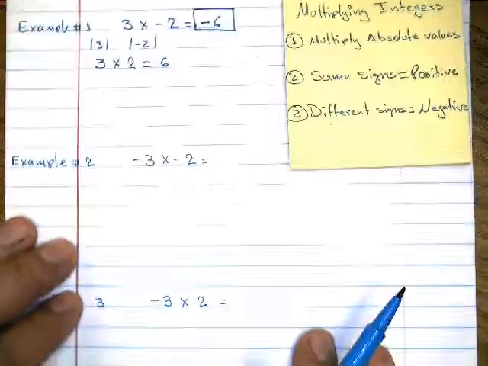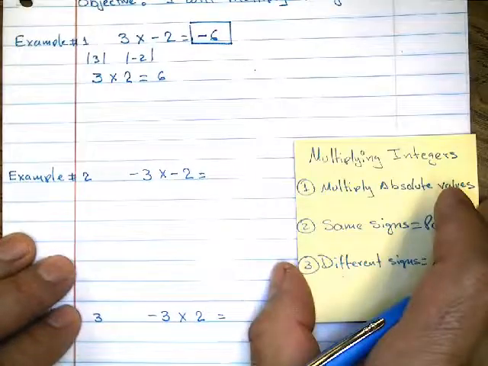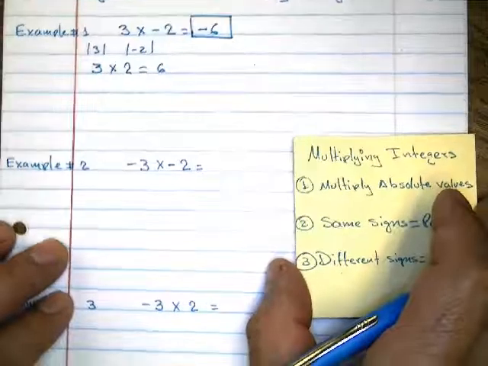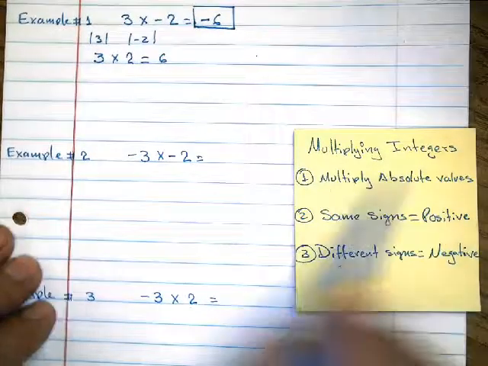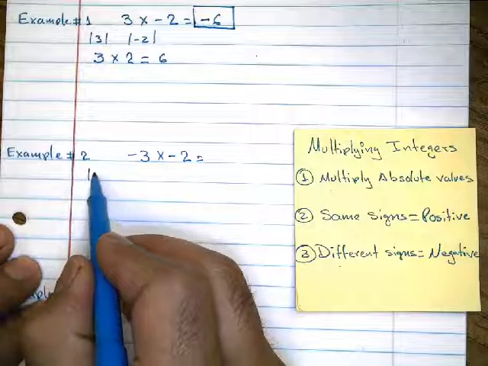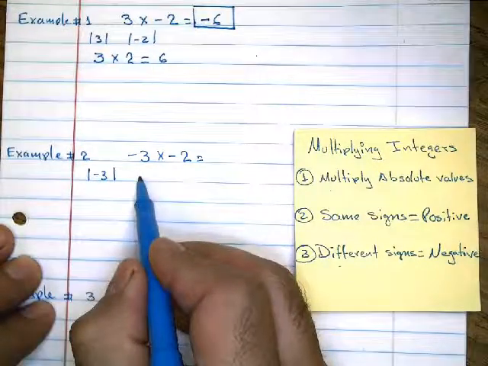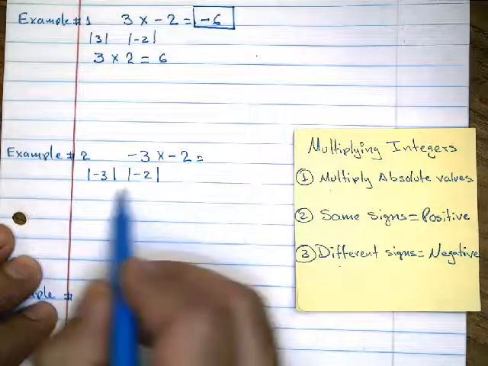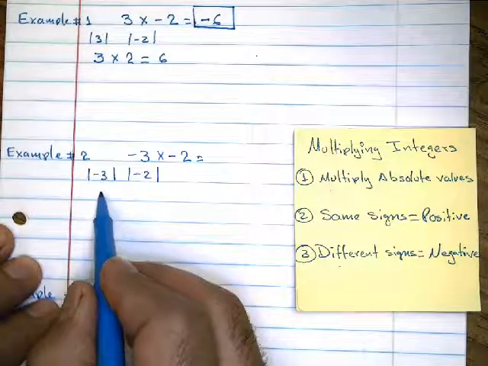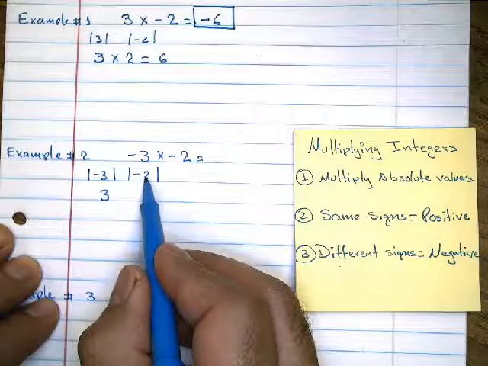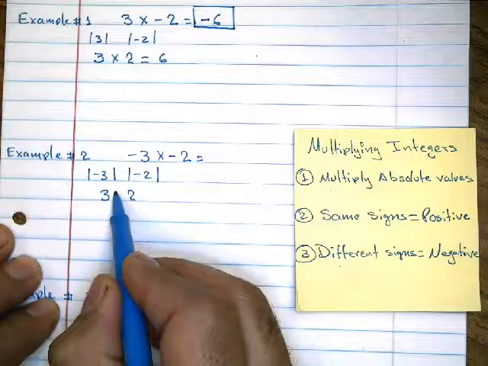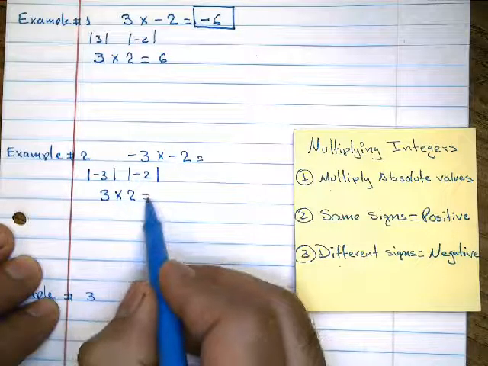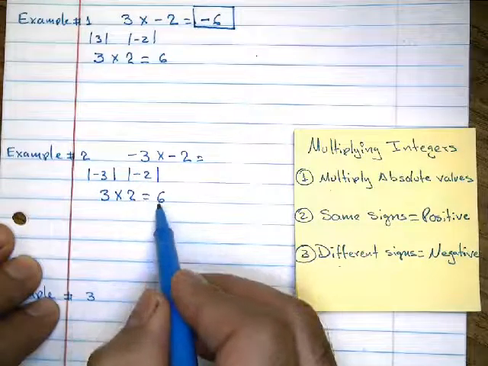Okay, for example number 2, I'm going to use the same rules. First, I'm going to multiply their absolute values. So I'm going to find the absolute value of negative 3, and I'm going to find the absolute value of negative 2. The absolute value of negative 3 is 3. The absolute value of negative 2 is just 2. And it says to multiply their values. So I'm going to multiply 3 times 2 is 6.